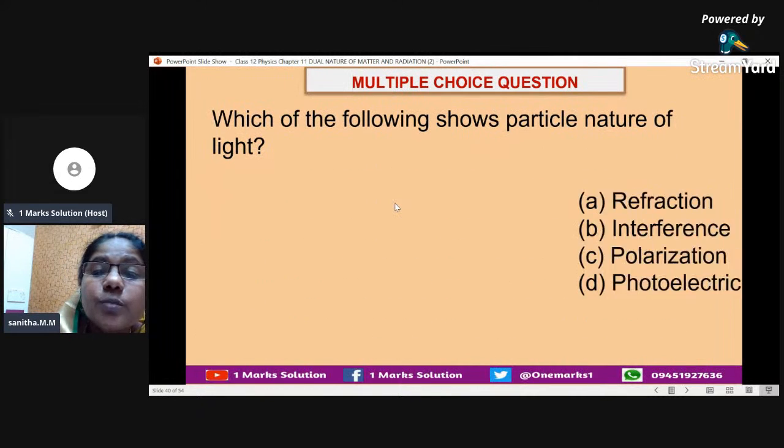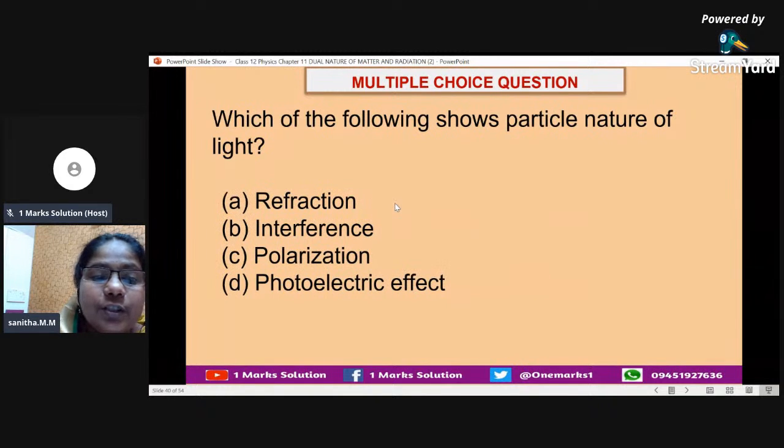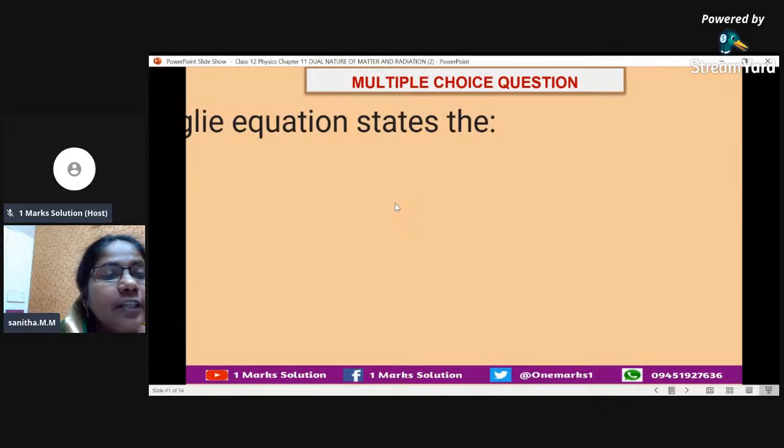Which of the following shows particle nature of light? No doubt at all. Why? Because you know refraction is wave nature, interference is wave nature, and polarization is also wave nature. Which of the following shows particle nature of light? So what will be the answer? We can say the photoelectric effect. Now we can go for the next question.